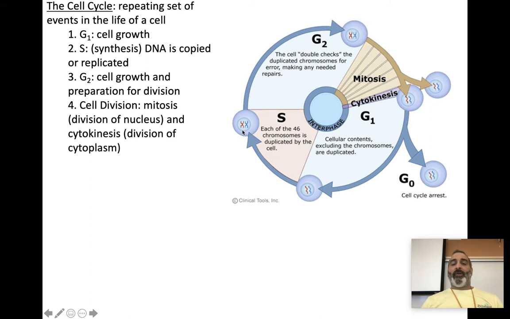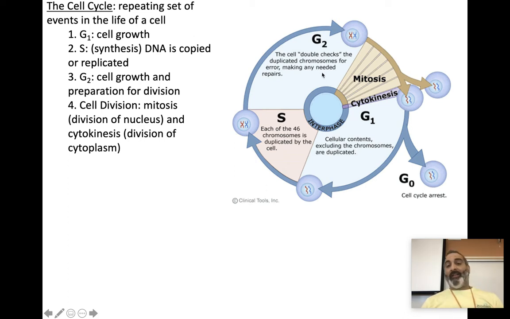Then the cell goes through what's called G2. What happens in G2? It continues growing and continues duplicating things like organelles that it might need. It finishes getting ready, checking that everything's good to go for actual cell division. In G2, it's preparing for cell division, and cell division happens in mitosis and cytokinesis. Mitosis is the division of the nucleus, that's the chromosomes, and cytokinesis is the division of the cytoplasm.